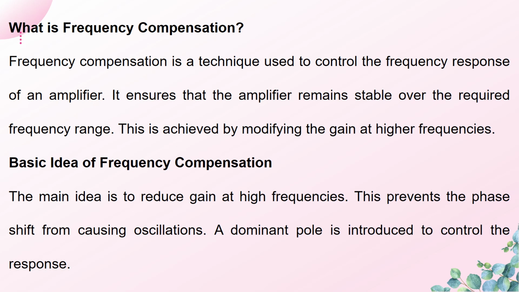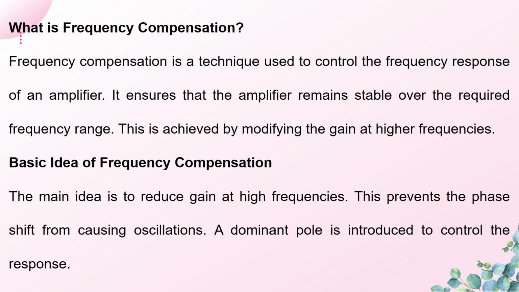So next let's see what is frequency compensation. Frequency compensation is a technique used to control the frequency response of an amplifier. It ensures that the amplifier remains stable over the required frequency range, and this is achieved by modifying the gain at higher frequencies. So the main idea is to reduce the gain at higher frequencies. This prevents the phase shift from causing oscillations. So a dominant pole is introduced to control the response.